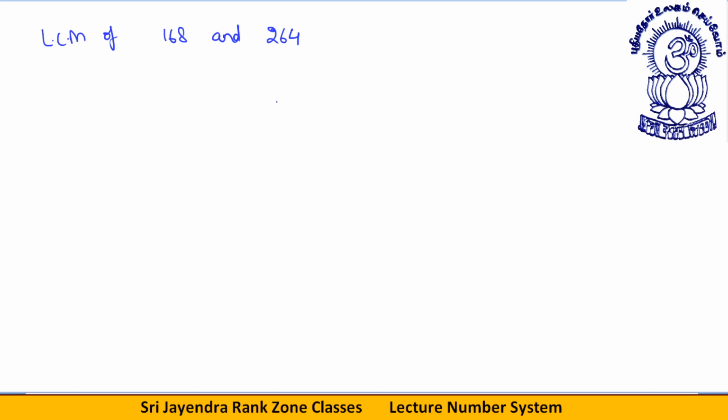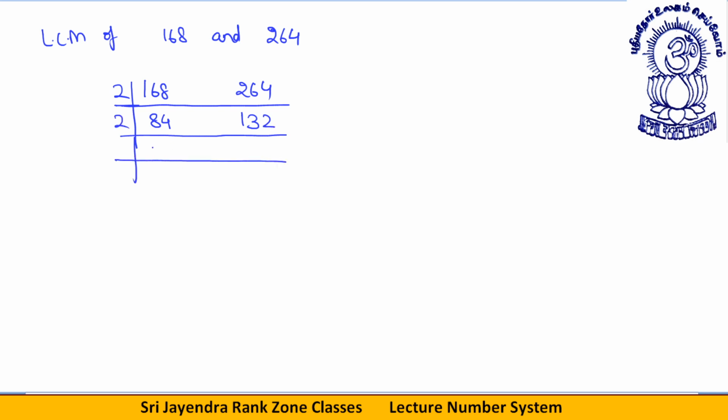Let's find them. Write down both of them together, 168, 264. Divide both of them by 2. So what will it become? This will become 84. This will become 132. Again, both of them are divisible by 2. 42, 66. Still both of them are divisible by 2.